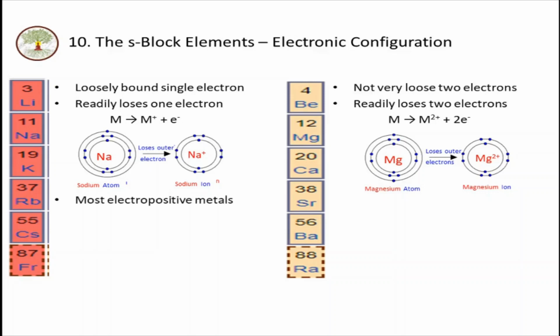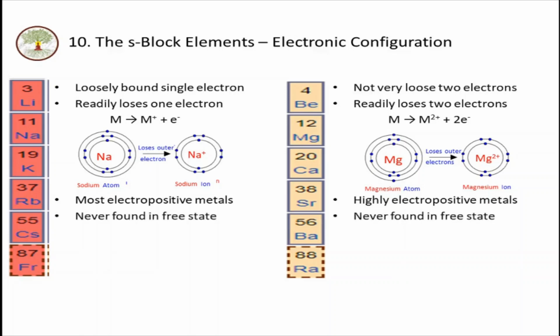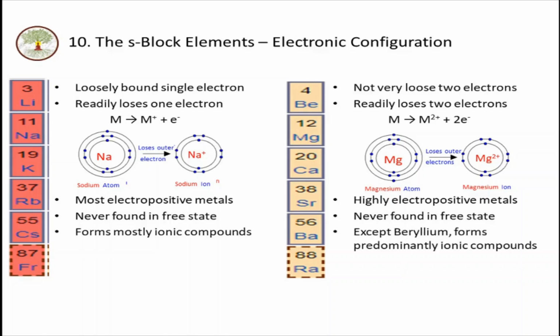Group 1 elements are among the most electropositive elements in the periodic table. Group 2 elements are also highly electropositive elements. All the S-block elements are never found in free state due to their very high reactivity. They react readily with other elements to form various compounds. Group 1 metals mostly form ionic compounds, whereas in group 2, except beryllium, all metals predominantly form ionic compounds.